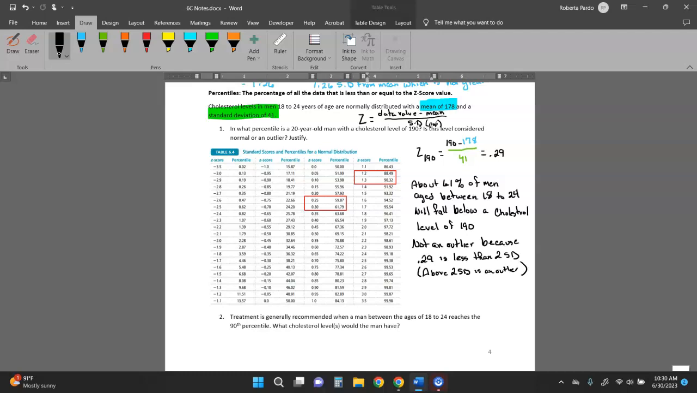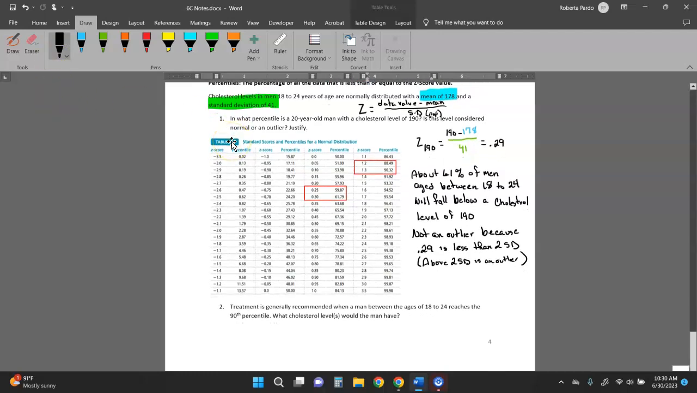All right. So treatment is generally recommended when a man between the ages of 18 and 24 reaches the 90th percentile. What cholesterol levels would the man have? So the 90th percentile here, again, it's boxed off. So the 90th percentile is a z-score of anywhere between 1.2 and 1.3. So it's still a normal level, but this normal level, 90th percentile, means that people are going to get some treatment because the z-score is 1.3.